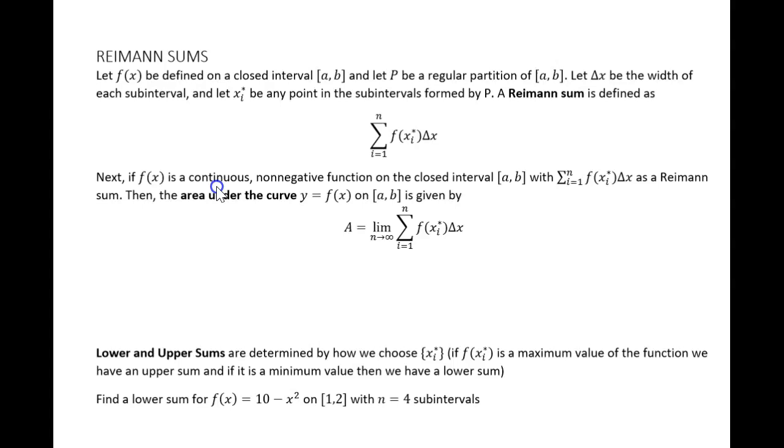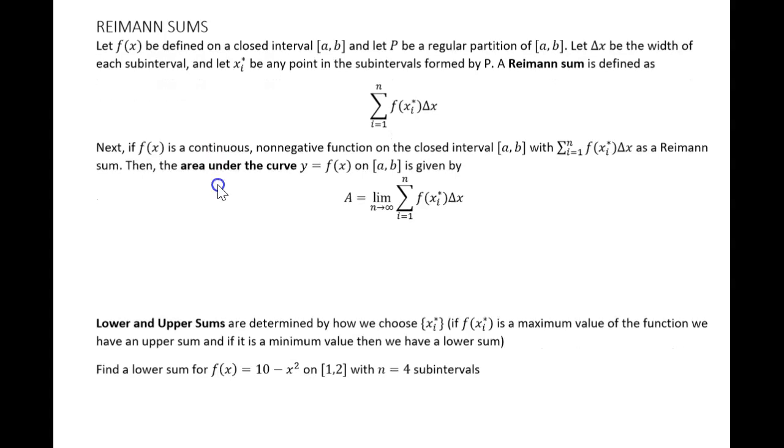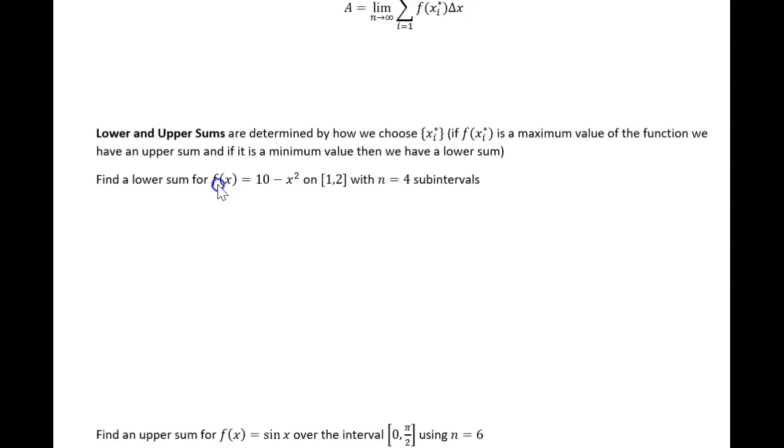So let's take a look at lower and upper sums. Find a lower sum for f of x equals 10 minus x squared on 1 to 2 with n equals 4 subintervals. First, we need to draw this negative quadratic from 1 to 2. So here's 0, 1, and 2. If I plug in 1, I'm going to have this go all the way up to 10, just because I know that that's the maximum. So we're going to go 1, 2, 3, 4, 6, 7, 8, 9.